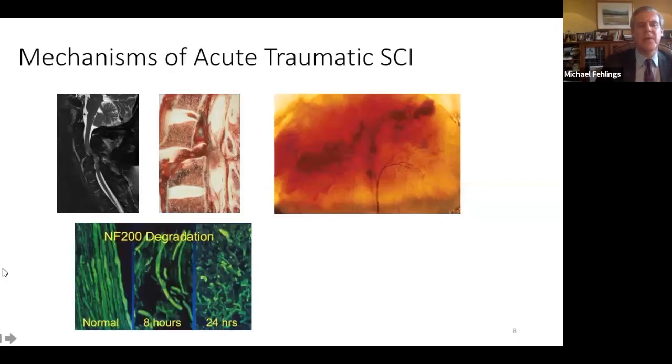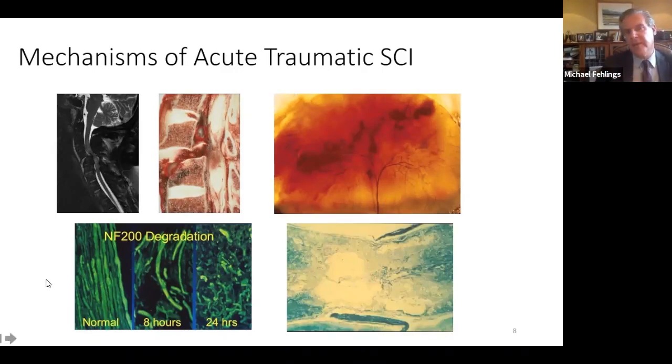If we look at nerve fibers in this region that have been stained for a neurofilament protein called neurofilament 200, we see that there's a progressive degradation of these axons. This largely reflects the influx of calcium, sodium, and the activation of proteolytic cascades. This then culminates over the ensuing weeks to months in the pathology of a chronic spinal cord injury.